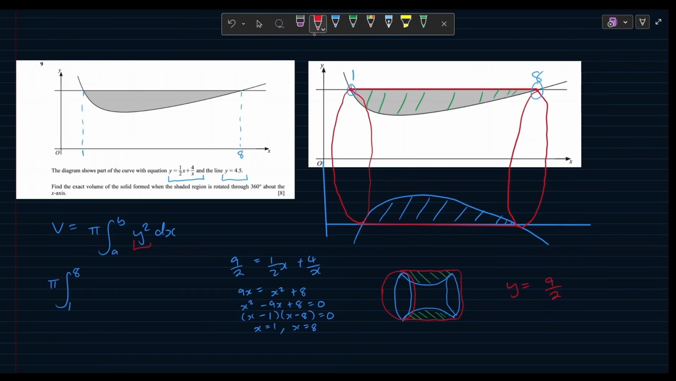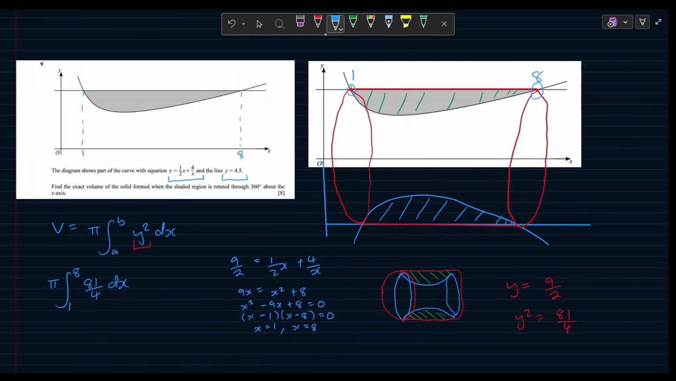And according to our volume equation, we want y squared. So y squared is going to be 9 over 2 squared. Square the 9, you get 81. Square the 2, you get 4. So here I'm going to have 81 over 4 with respect to x. This is what I'm going to integrate, and that will give me the volume of the cylinder, or the volume of our can of beans.